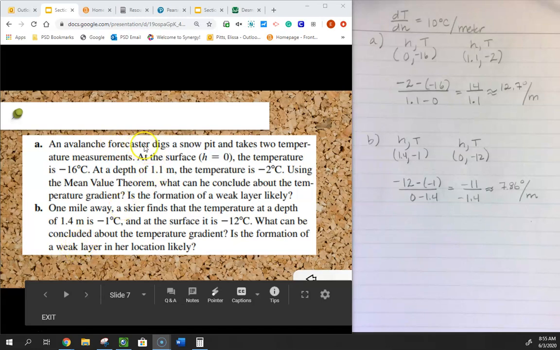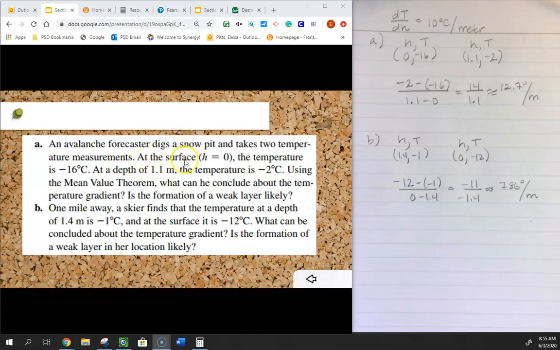An avalanche forecaster digs a snow pit and takes 2 temperature measurements. At the surface, h equals 0, the temperature is negative 16 degrees Celsius. At a depth of 1.1 meters, the temperature is negative 2 degrees Celsius. Using the mean value theorem, what can he conclude about the temperature gradient? Is the formation of a weak layer likely?